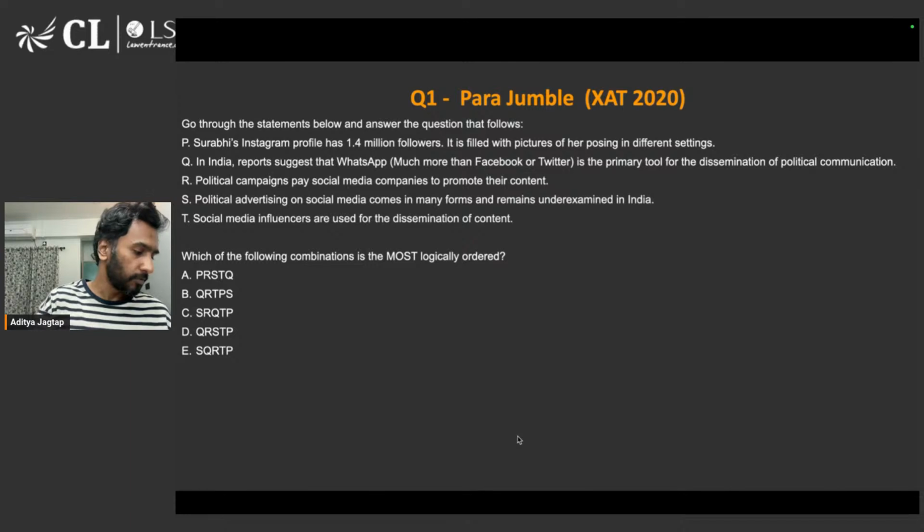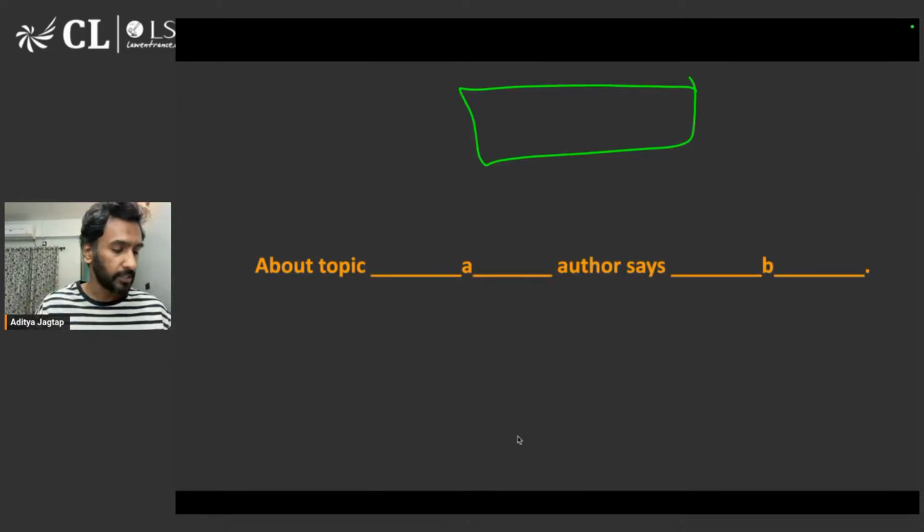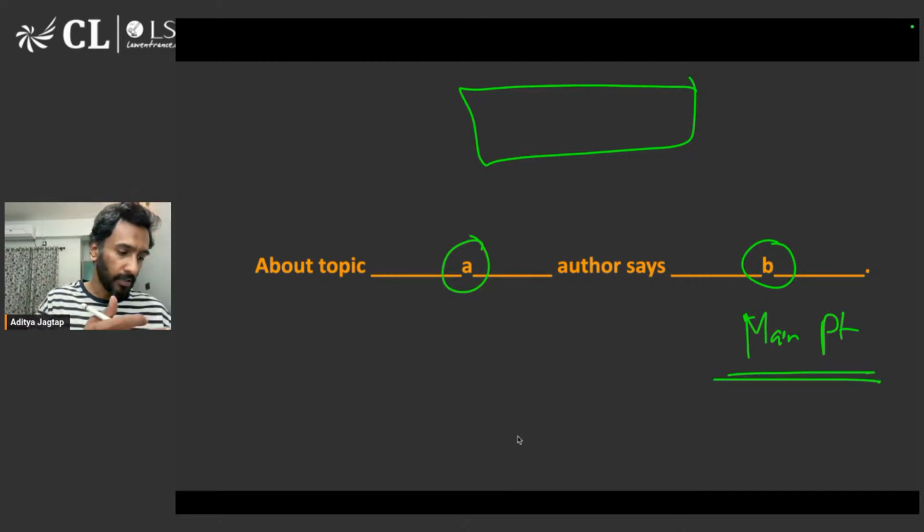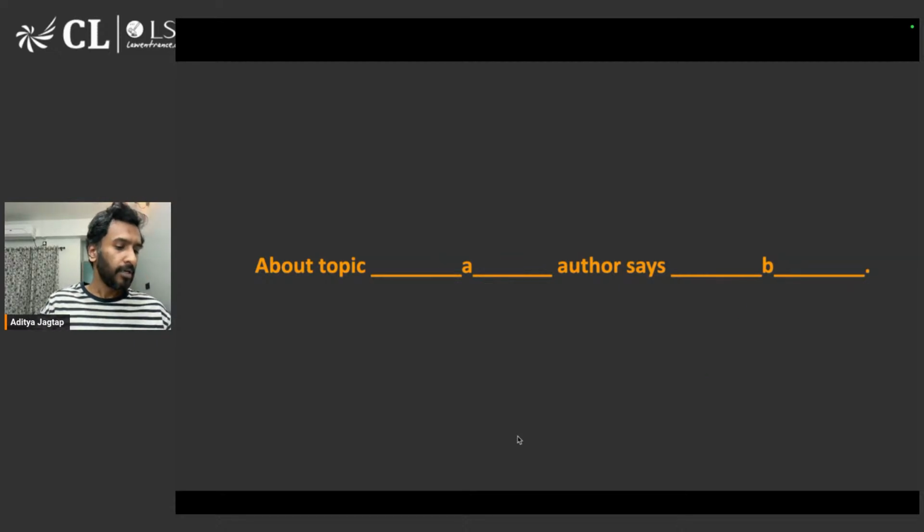I want to get over with two parajumble questions, right? So figuring out blank A and blank B, which put together will give us the main point of the author. Figuring out the main point of the author is important for every question type. In a parajumble question, it applies in such a way.